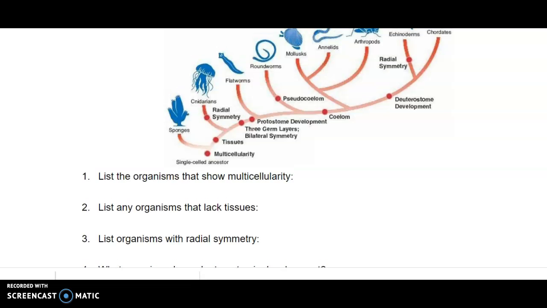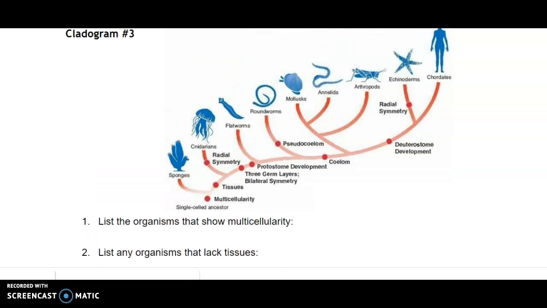Number 2 says, list any organisms that lacks tissues. Lacks tissues, or tissues developed right here. Tissue is when you have different types of cells, groups of cells working together for a common function would be a tissue. Well, of course, if you're single-celled, you can't have a tissue.